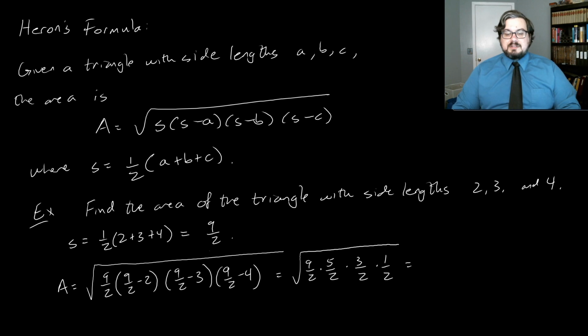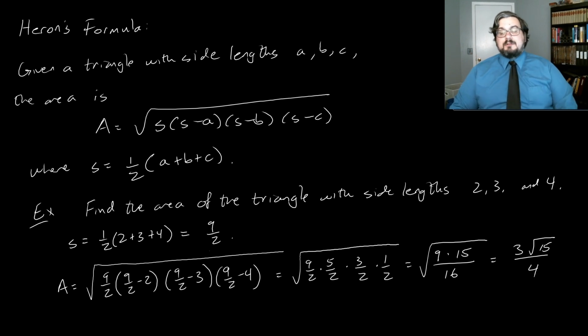I shouldn't be doing this, though. I'm going to want to simplify this, and so I'll keep the 9 separate. So I'll take 9 times 15 over 16. And now all the things in there that are perfect squares can be simplified. So we get 3 times the square root of 15 over 4.